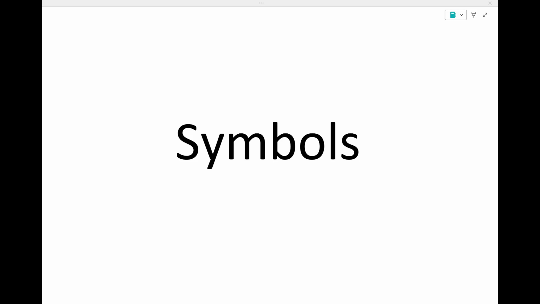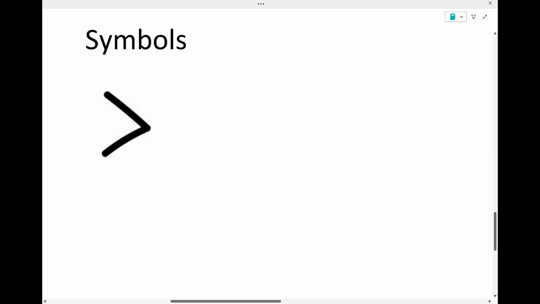Right then, so today we are going to be looking at some of the basic symbols that you will need for GCSE maths. These are symbols that you're expected to know and will need to know to be able to answer a lot of the questions in your GCSE exam.